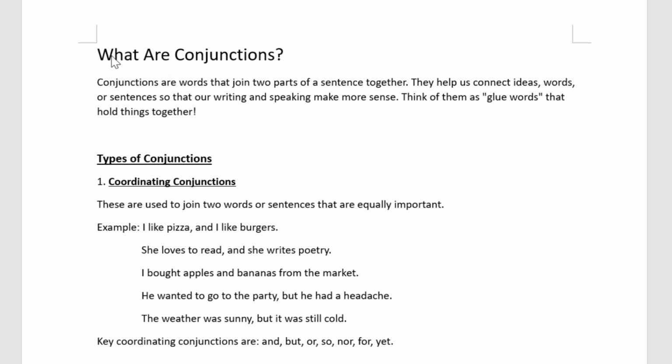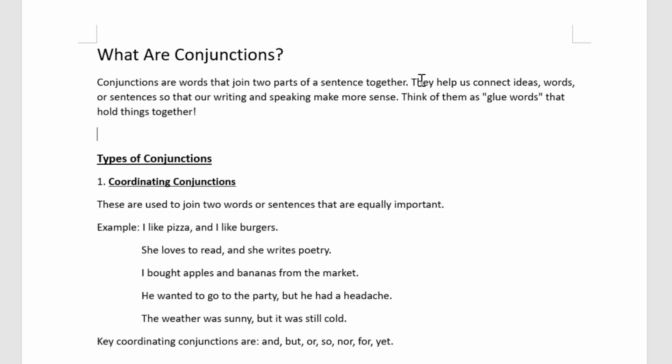What are conjunctions? The conjunctions are basically the words that join two parts of a sentence together. They are also called connectors. So there are two parts of a sentence which can be said independently, but if we use a conjunction in between, we can say it in one sentence. That's the basic concept of conjunction.